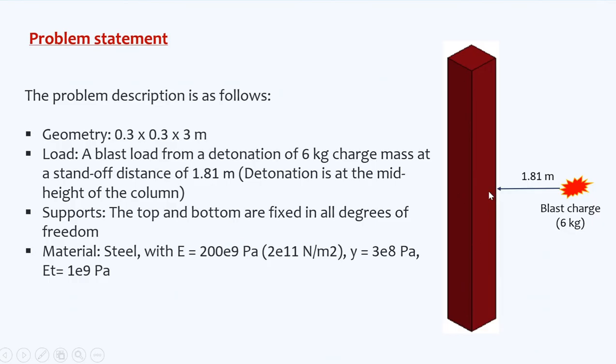So to that column, we are applying a blast charge of 6 kg at a standoff distance of 1.81 meter, and it is kept at the mid height of the column. And for the support condition, we are considering fixed condition at top and bottom. The material properties we will take the same as yesterday's problem.